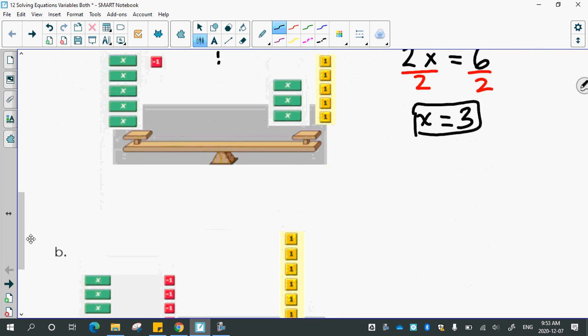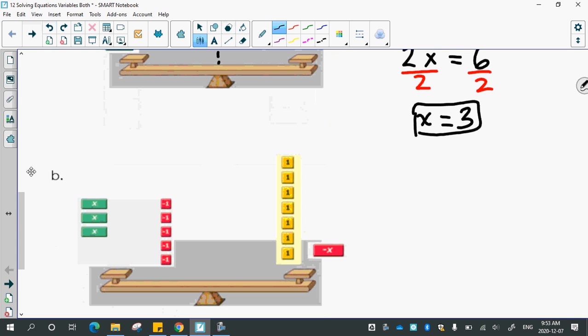Okay. Oops, again. For some reason, I have to scroll down like this.